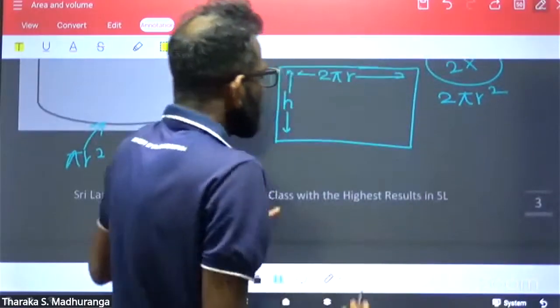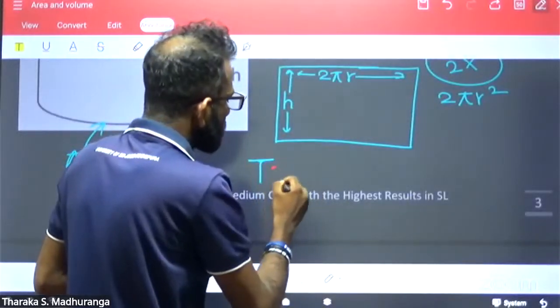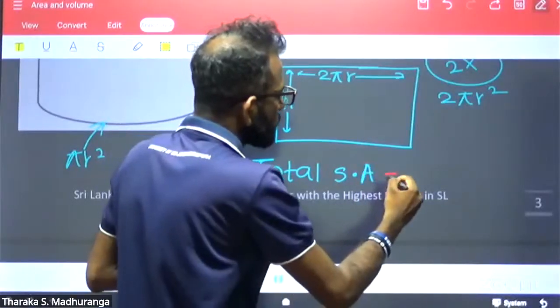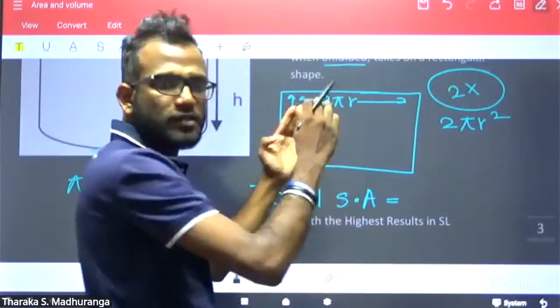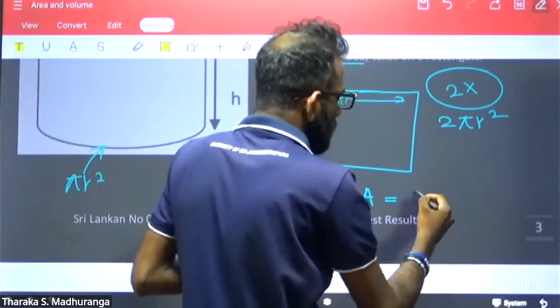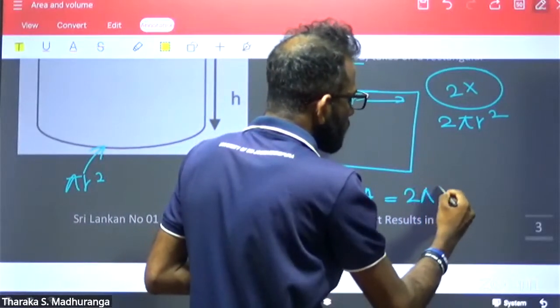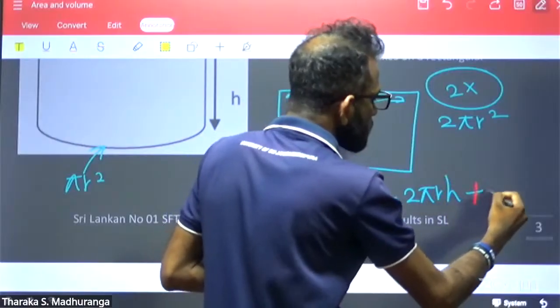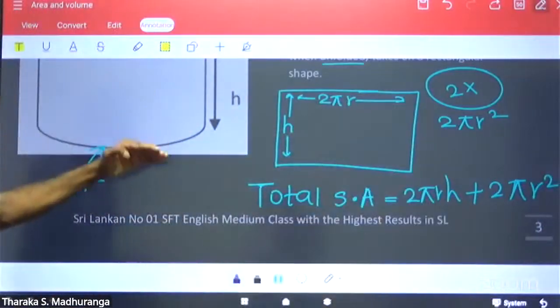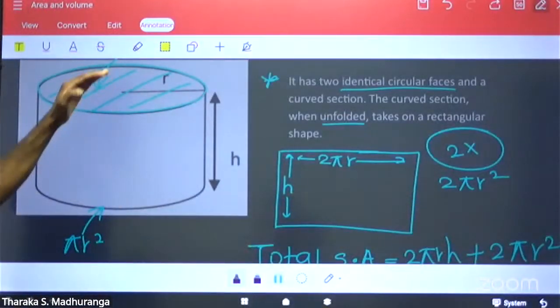Okay, now how do we get the total surface area? Total surface area of cylinder. Easy. Now 2πr into h. This is the curved surface area. 2πrh plus 2πr squared. 2πr squared means lid and base.